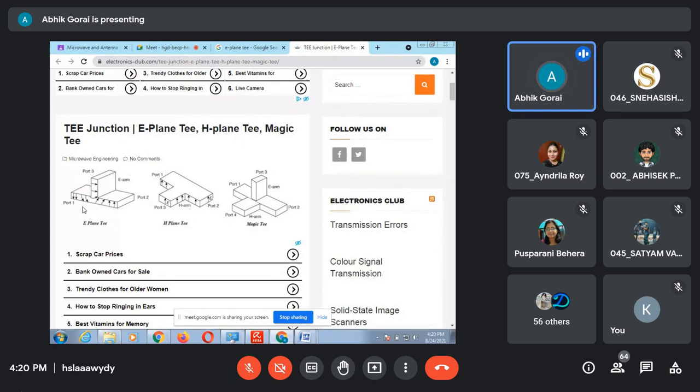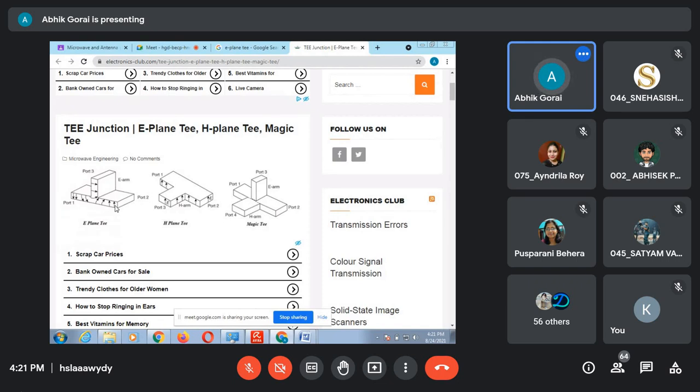See, the electric field arrows are such that in port 1, the tail is on the upper side and the head is in the lower part. But the electric field line is exactly opposite in port 2. So the phases will be different.